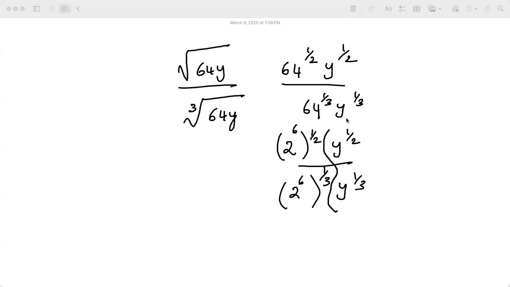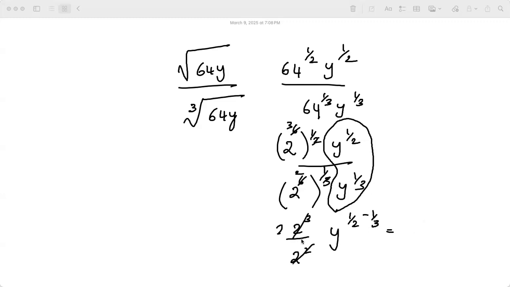When you look at this, it is division, so powers need to be subtracted. But before you go there, let's simplify this. This becomes 2 power of 3. This becomes 2 power of 2. See? So 2 power of 3 divided by 2 power of 2 is in here. For y it becomes 1 by 2 minus 1 by 3. So 2 squared gets cancelled, ending up with a 2, y power of 1 by 6. Any questions?